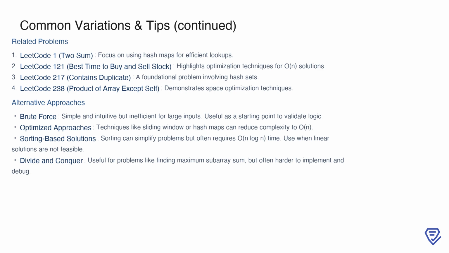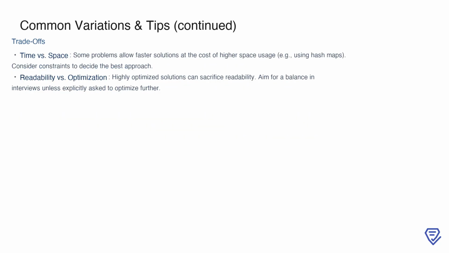Divide and conquer strategies, like those used for finding a maximum subarray sum, can be powerful but also more challenging to implement and debug. When solving problems, it's important to consider trade-offs. For instance, some solutions prioritize time efficiency at the cost of higher space usage, such as using hash maps. Carefully evaluate the problem's constraints to decide which approach is most appropriate.